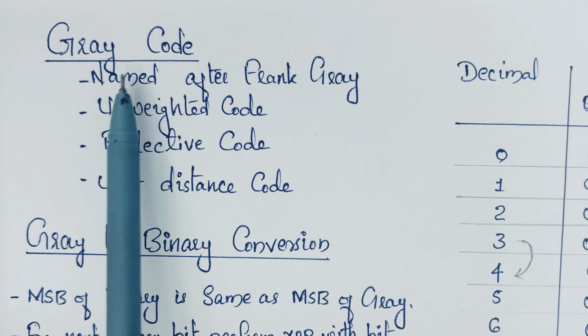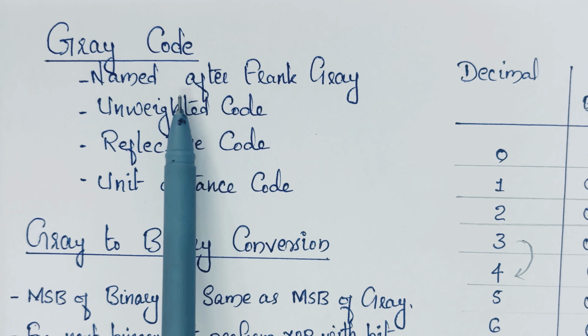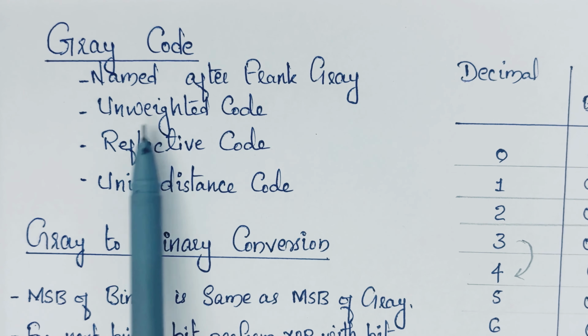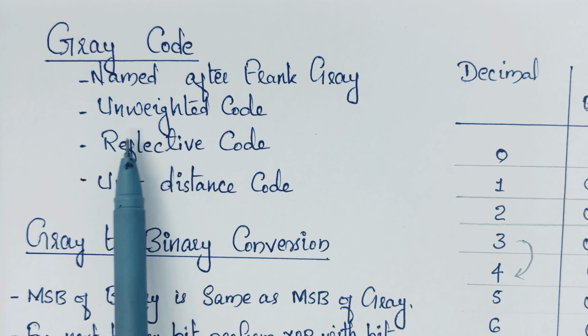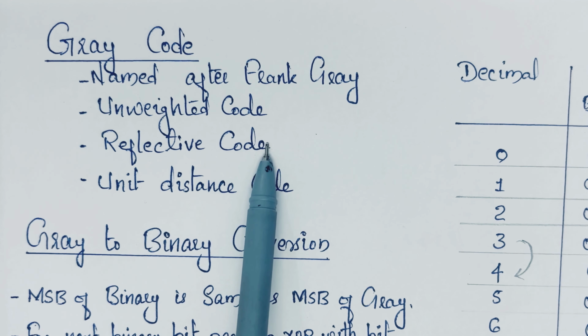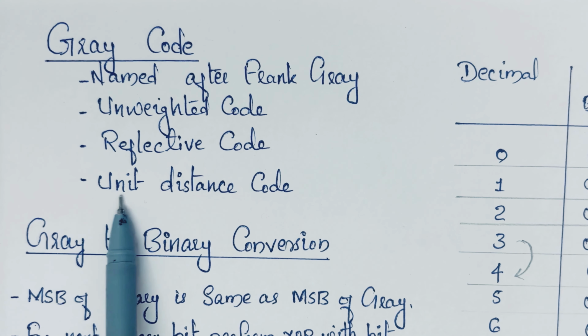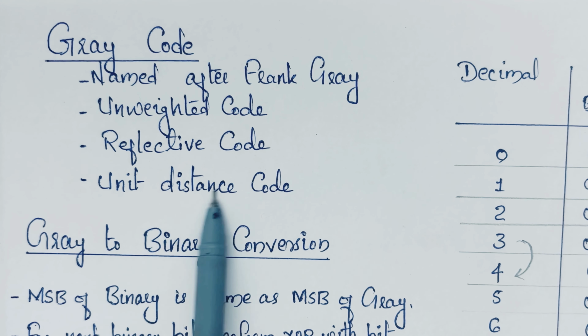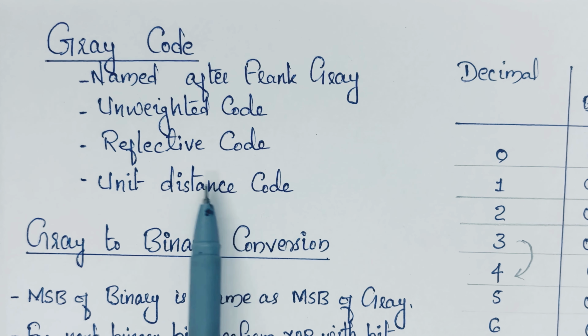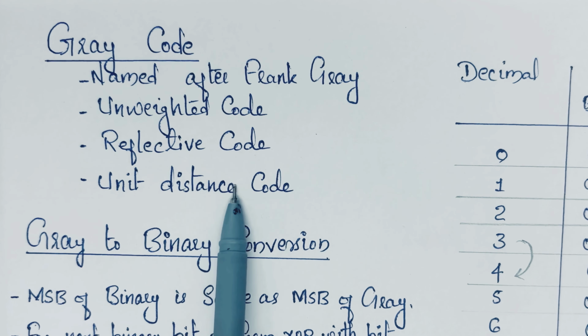In this session, we are going to discuss Gray code. It was developed by Frank Gray, hence the name Gray code. It is an unweighted code, that means there is no positional weight in Gray codes. It is a case of reflective code, and Gray codes are also known as unit distance code, which is an important property of Gray code. In unit distance code, if we take any two successive codes, they differ only by one bit.